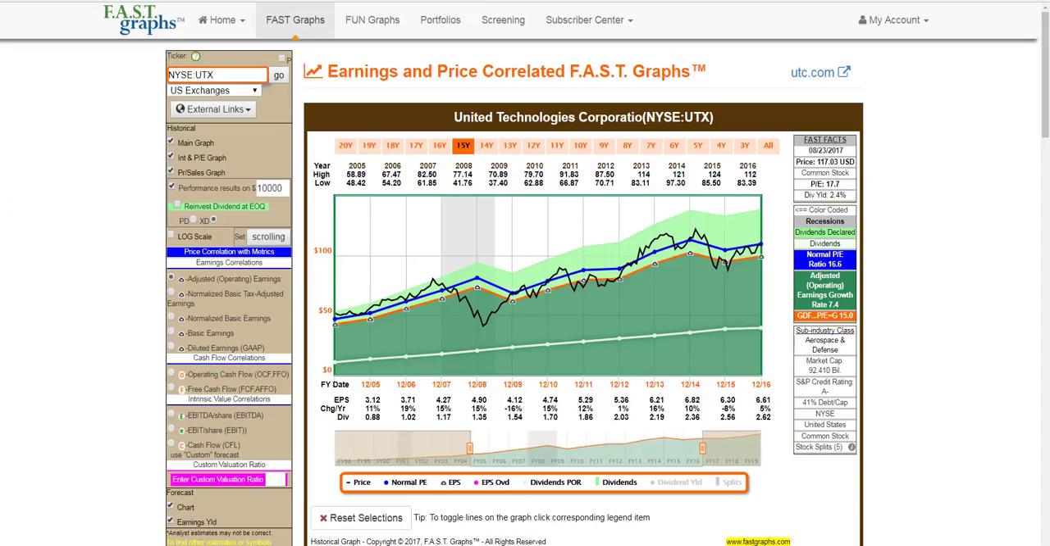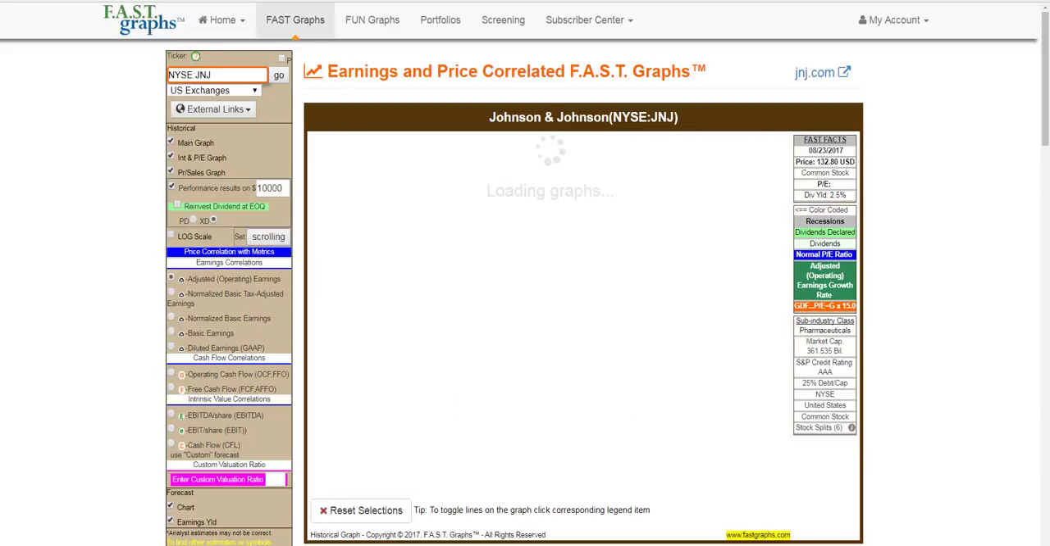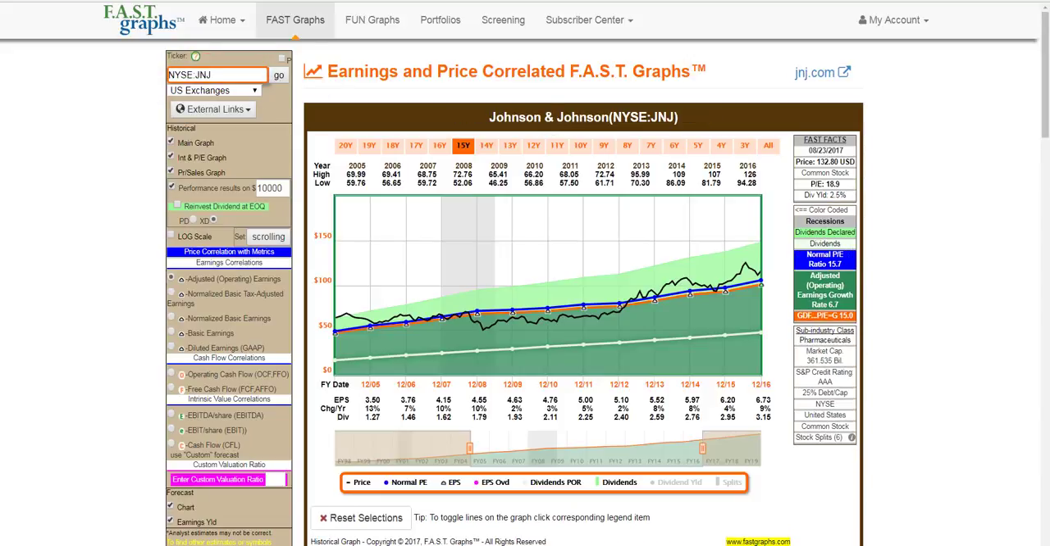But best of all, Fast Graphs are easy to learn and easy to use. By merely typing in a stock symbol in the ticker box and hitting go, Fast Graphs automatically and instantaneously provides all these fundamental and price-driven research items at a glance. With Fast Graphs, you can see in an instant whether the earnings and/or cash flows go, stock price is sure to follow in the long run.